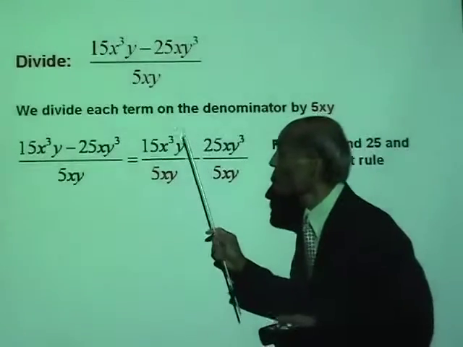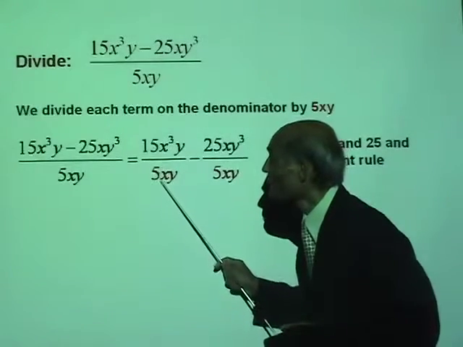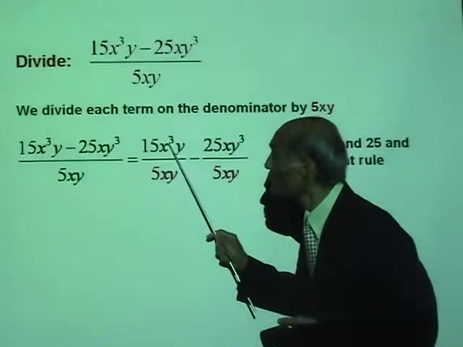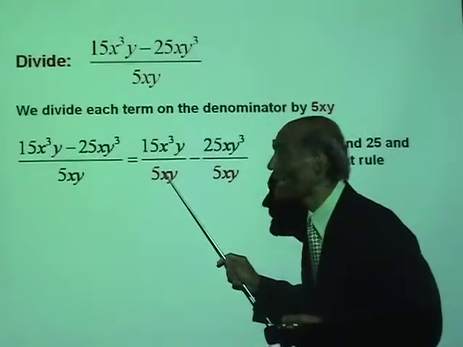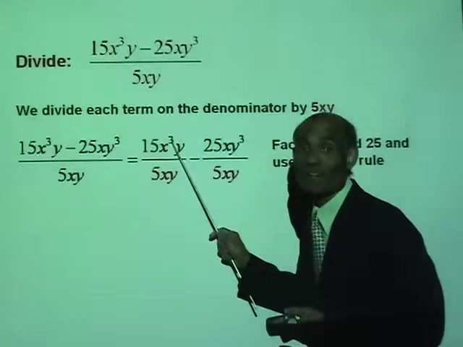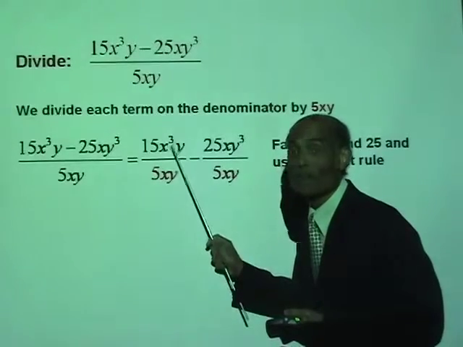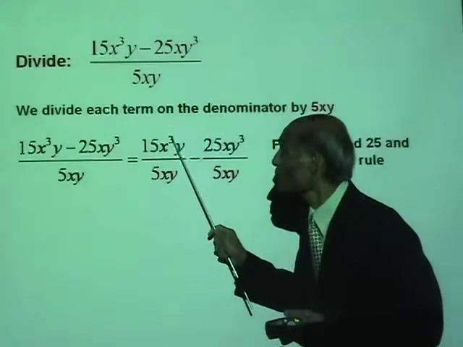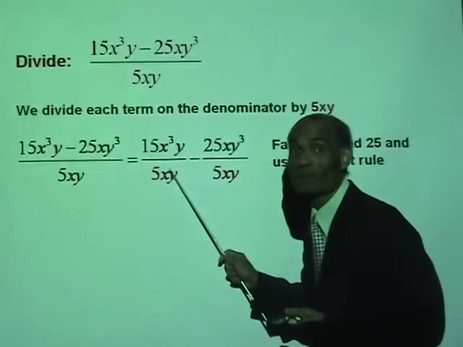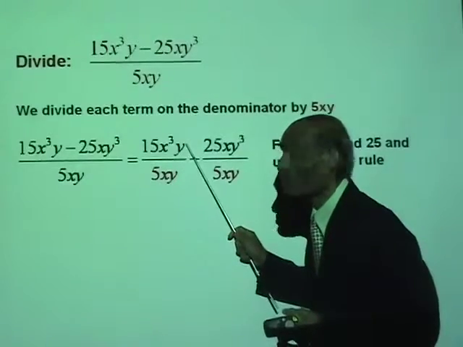I want you to watch here. x cubed on the numerator, x on the denominator. What will that be? What will be x cubed divided by x? The numerator power is greater. That means the answer will stay on the numerator. That will be x to the power of 3 minus 1. The power here is 1. And y will actually cancel.